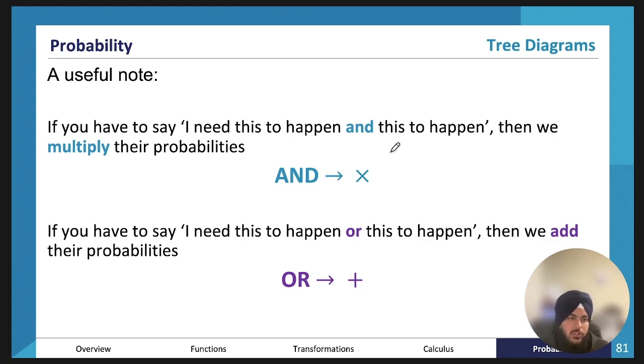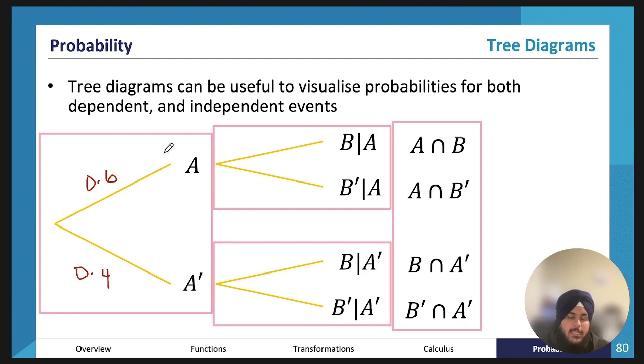But just before we do that, I'd like to remind everyone that if we are finding the probability that this happens and this happens, essentially what we do is we multiply the probabilities. So let's say we're trying to work out the probability that B given A occurs and B given not A occurs. Essentially we multiply.